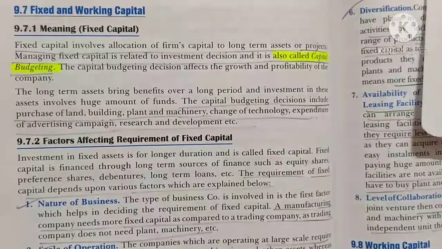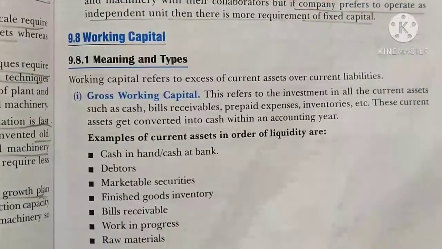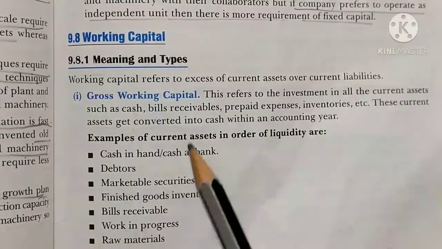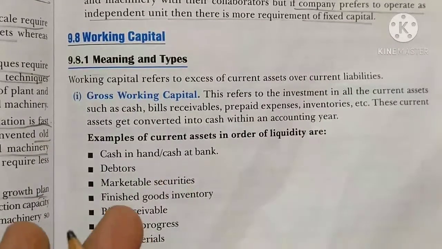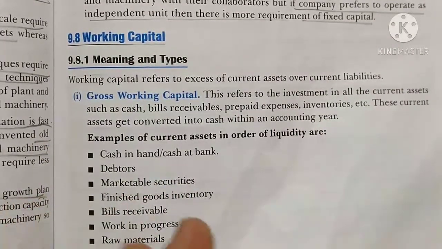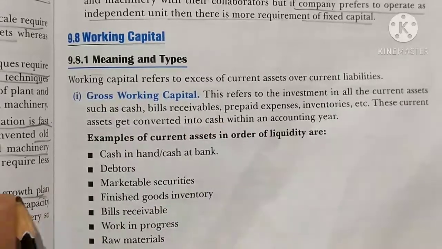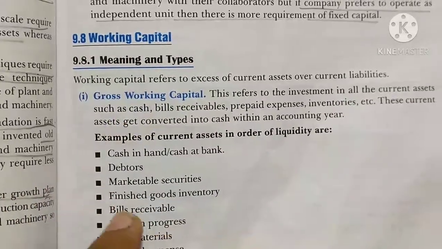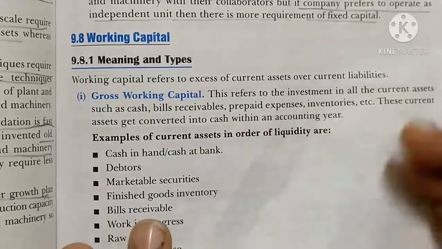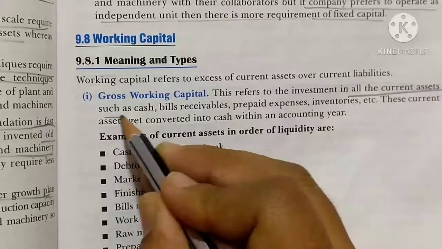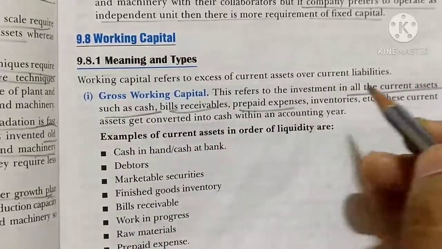Now we'll talk about working capital. So students, our next topic is working capital. Now what is working capital? Working capital means the capital which we require to operate the day-to-day expenses of the business. There are two types of working capital. First one is gross working capital, and second one is net working capital. Gross working capital refers to the investment in all the current assets such as cash, bill receivables, prepaid expenses, etc.